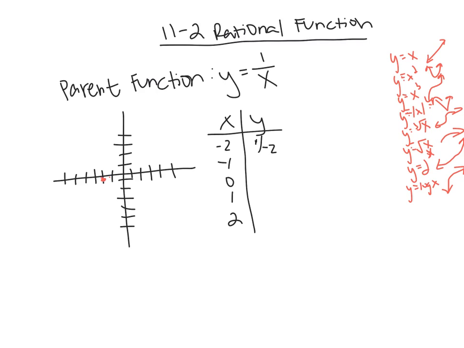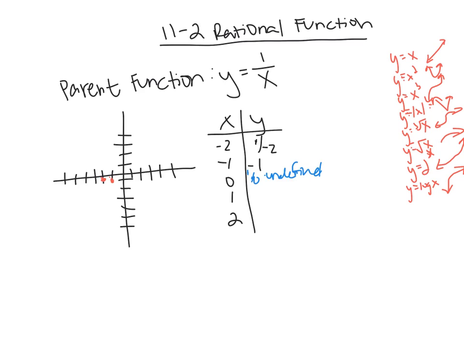Okay, so next let's plug in -1. If I plug in -1, 1 divided by -1 is just -1. So I have the point now, -1, -1. Well, let's see what happens with 0. 1 divided by 0, what happens? 1 divided by 0 is undefined. I cannot divide by 0. It is undefined, okay? Well, what does that mean?